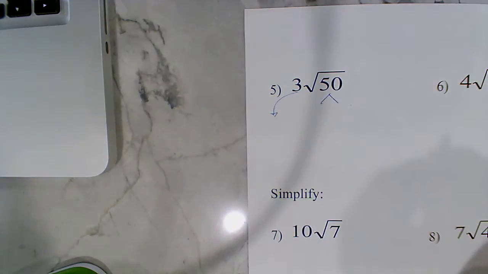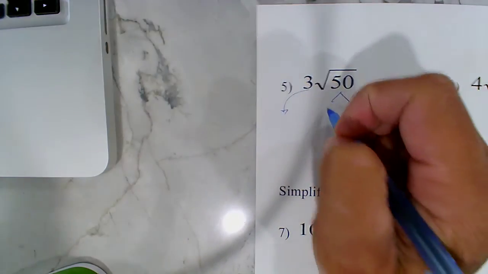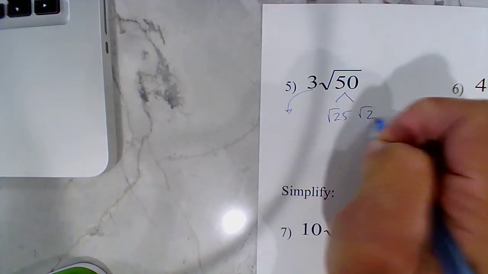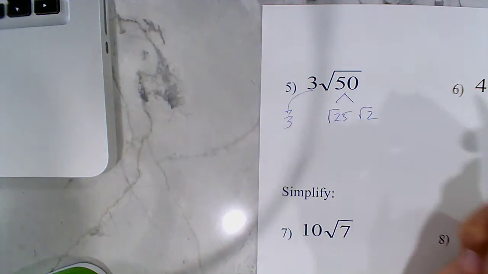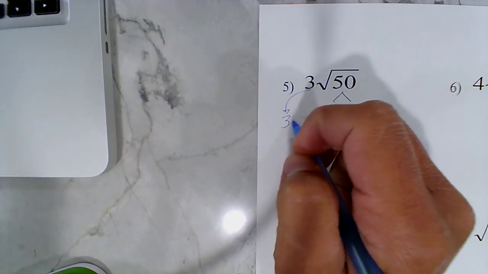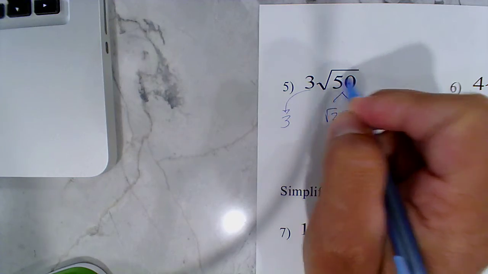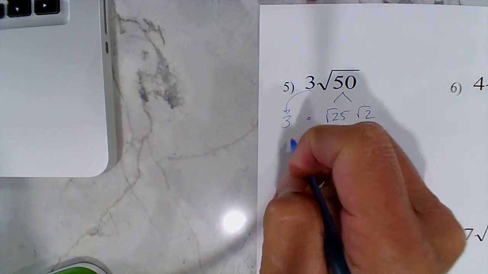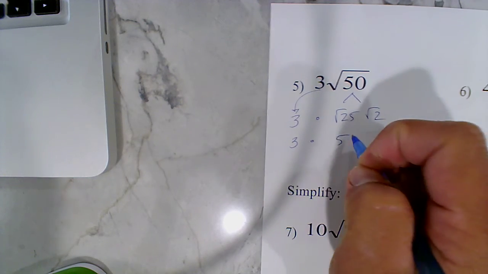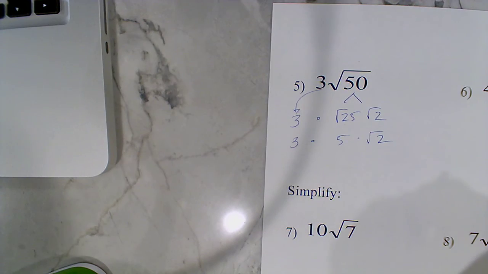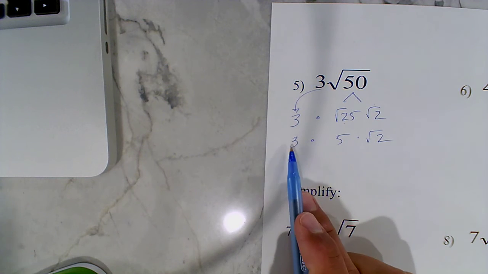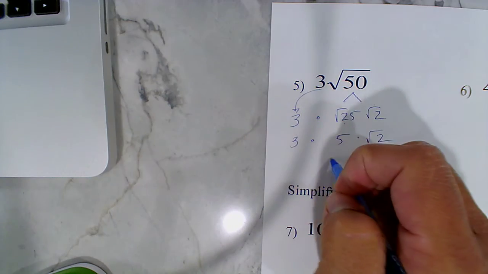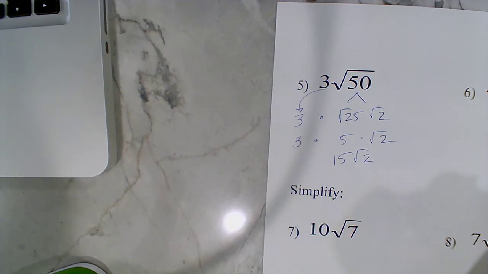You break down rad 50, and I'm using 50 again because I know we already did it. We decided before that rad 50 was rad 25 times rad 2. And this 3 is already outside, so I'll just keep carrying it down. 3 rad 50 means 3 times rad 50, so I'll put a little multiplication symbol there. What's the square root of 25 again? 5. Well, that shouldn't look hard. I know what 3 times 5 is. 15. And 15 times radical 2? 15 radical 2. That's it.